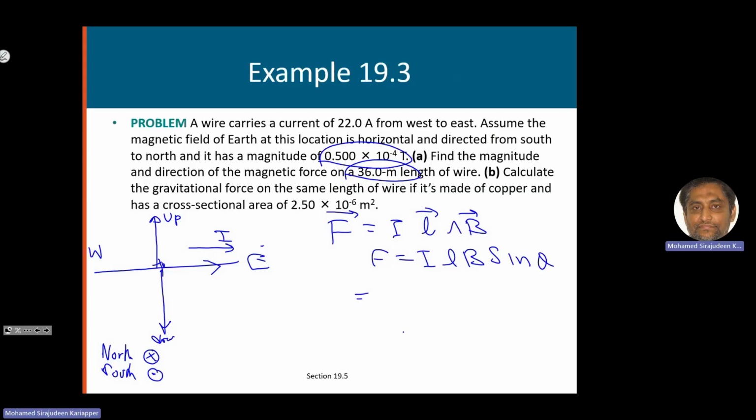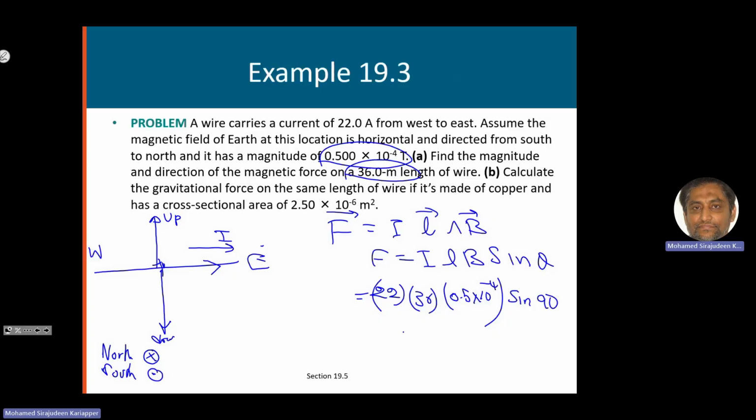Just simply substitute. I is equal to 22. L is equal to 36 meters. B is equal to 0.5 × 10 to the power minus 4 Tesla. And theta is the angle between the north direction and the east direction. L is east, right? The direction of the current flow. And B is north. East and north, what is the angle? 90. So sine 90.